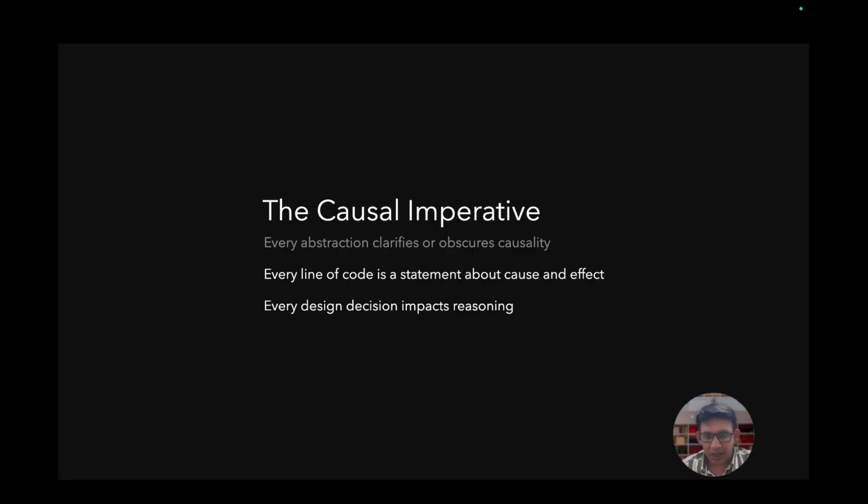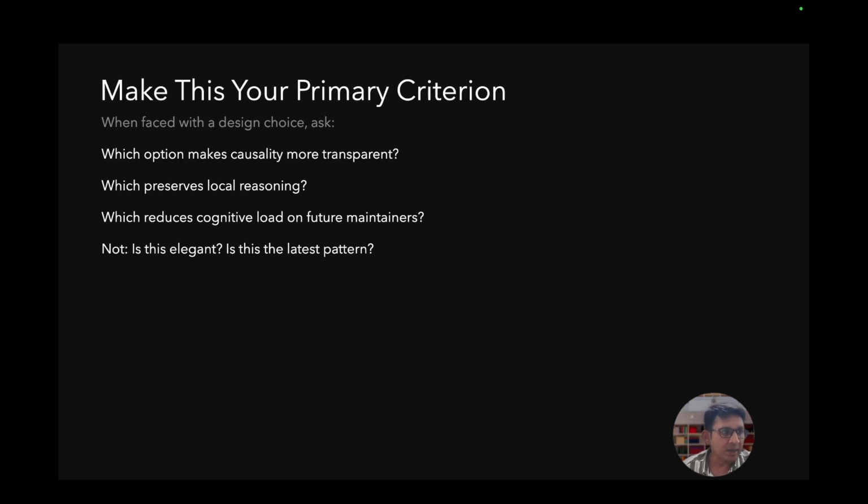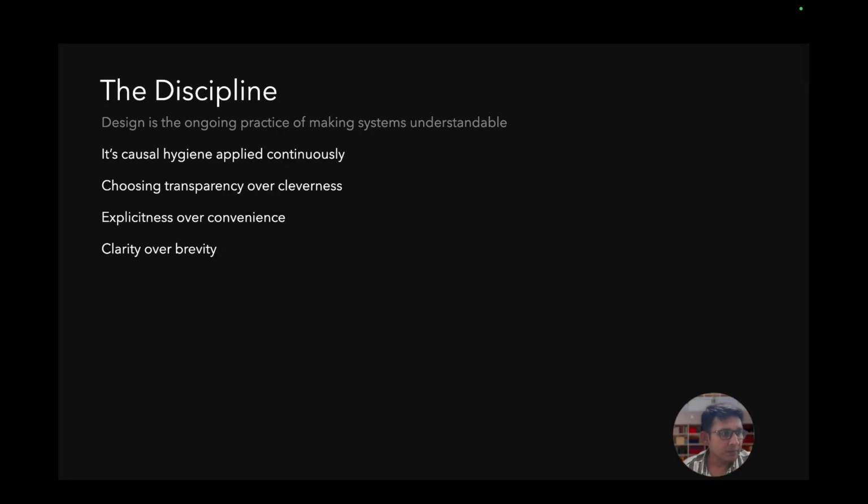Now, every abstraction either clarifies or obscures causality. Every line of code is a statement about cause and effect. Every design decision impacts your ability to reason. Make can I reason about this your primary criteria. Not is this elegant? Not does this use the latest patterns? Ask, can I understand the causal impact? When you face a design choice, ask which option makes causality more transparent, which preserves local reasoning, which reduces the cognitive load on future maintainers. This is the discipline of software design.